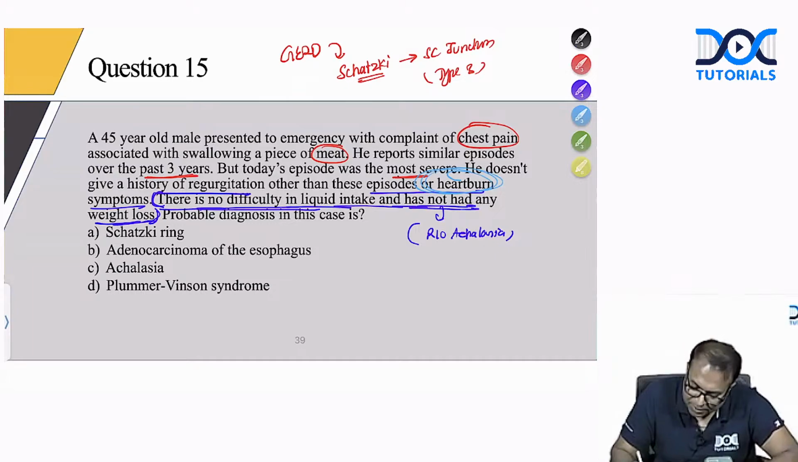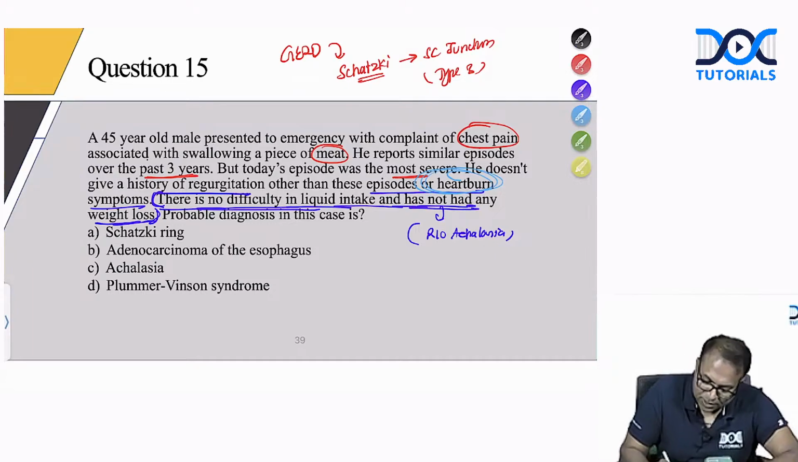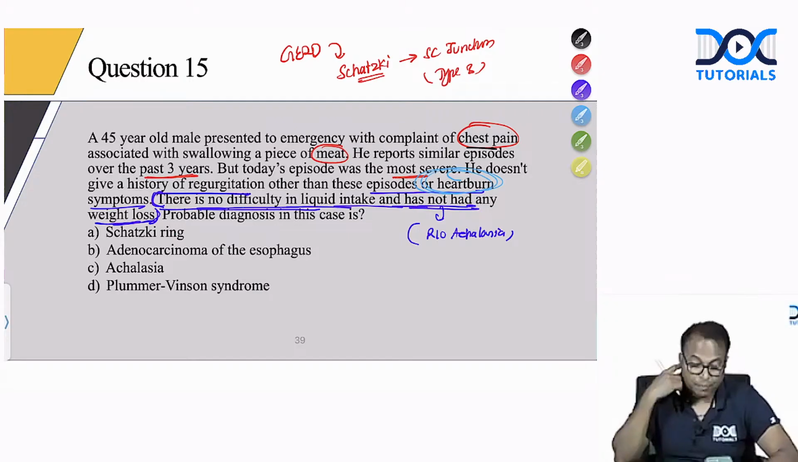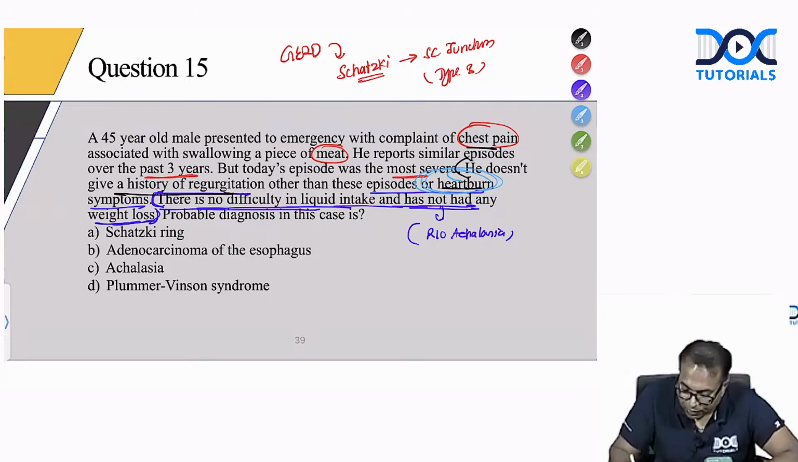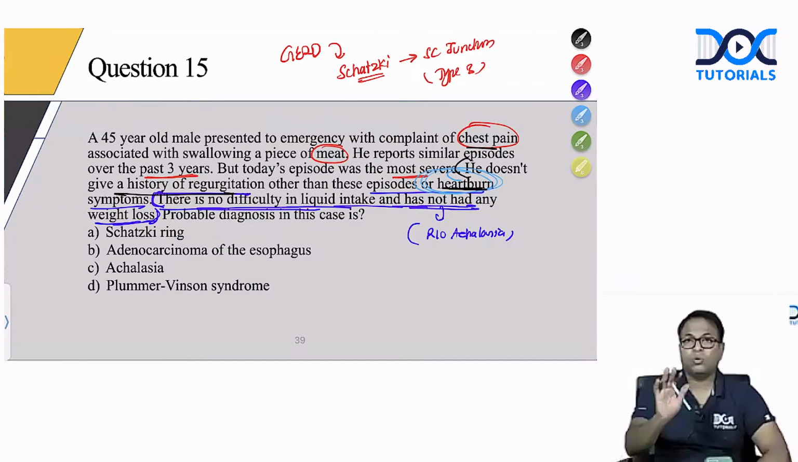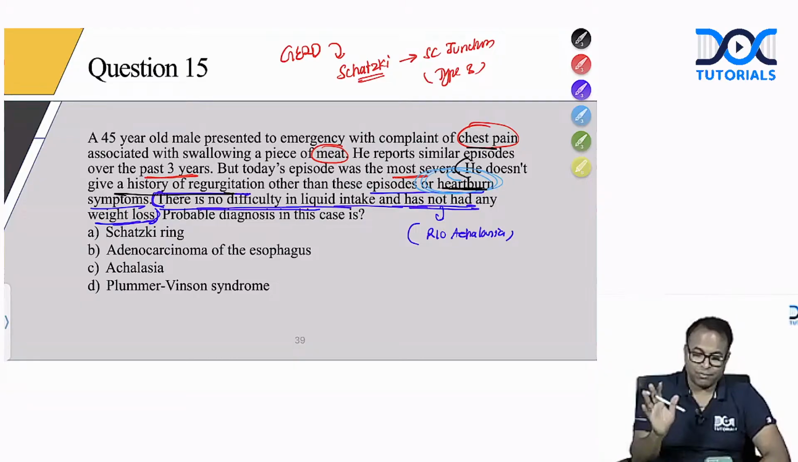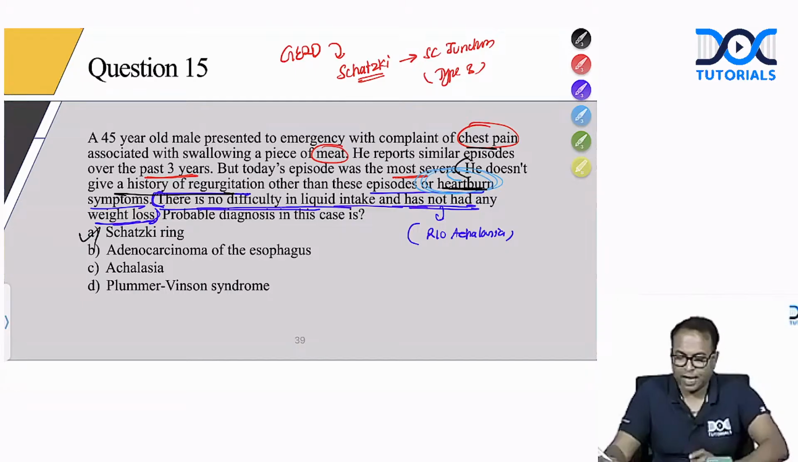So there may be recurrent episodes of chest pain. He doesn't have a history of regurgitation. He may have symptoms of heartburn. They want you to avoid answering achalasia. That's all. The question wants you, don't answer achalasia, go for Schatzki ring. That's the answer for this question.